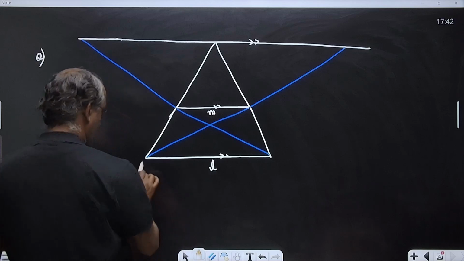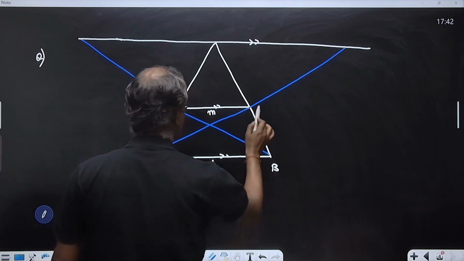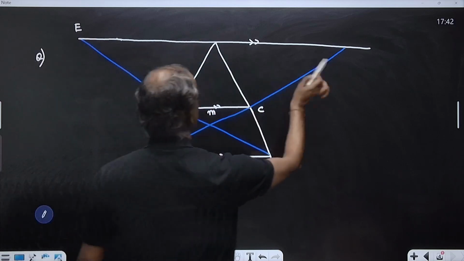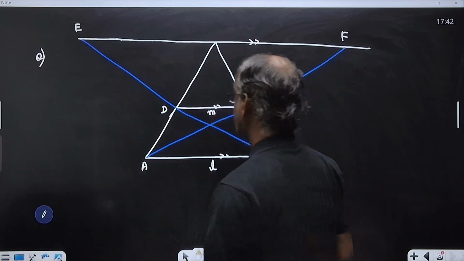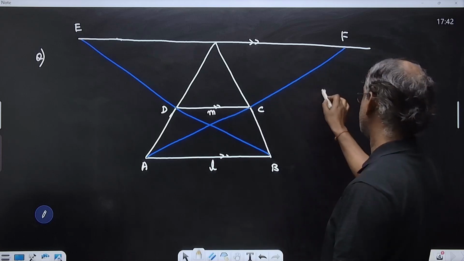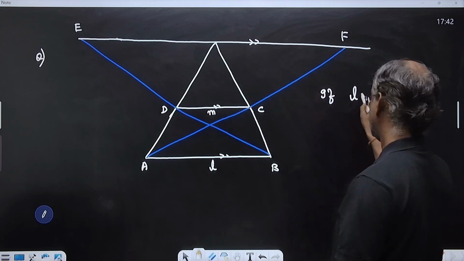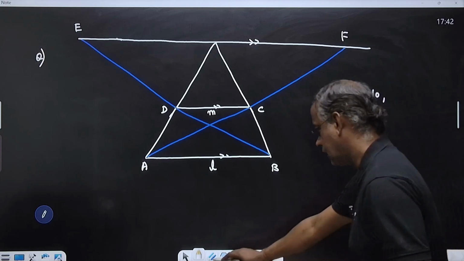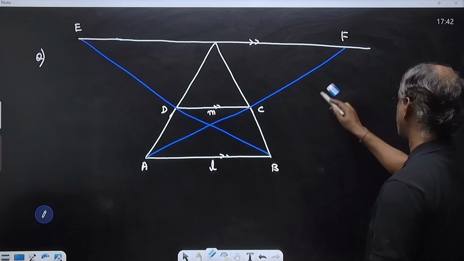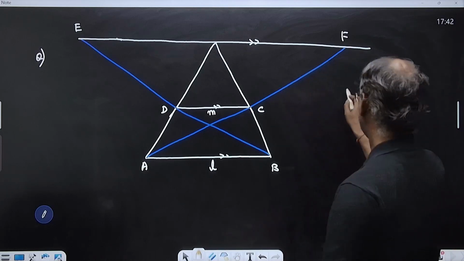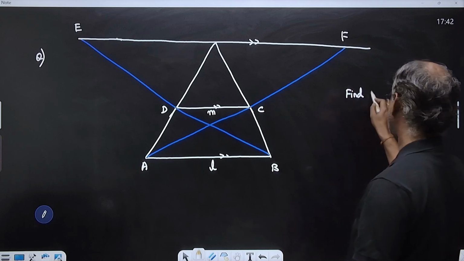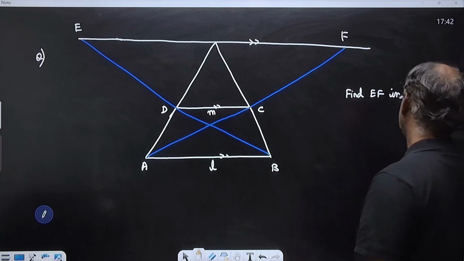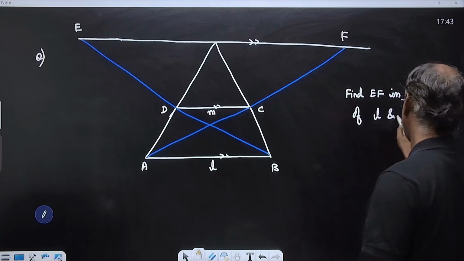So let us name it A, B, C, D, E, F. So if L is 10, let me give you, or let us be in terms of expression only. Find EF in terms of L and M.